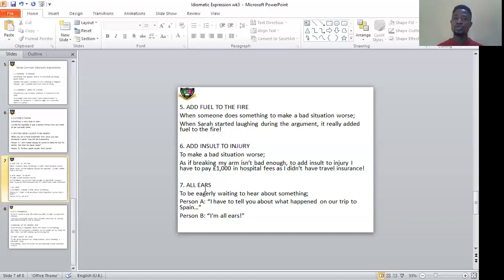And look at number 7: all ears. When someone is talking to you, Paul, listen to me. It is good for you to be very obedient. Are you listening? And Paul goes, I'm all ears, sir. It means to be eagerly waiting to hear about something. When someone is talking to you and the person pauses, you will say, excuse me, I'm all ears. That means you are eagerly waiting to hear what the person wants to say.